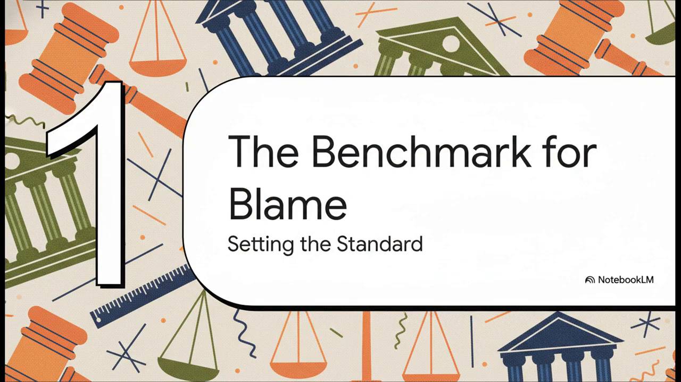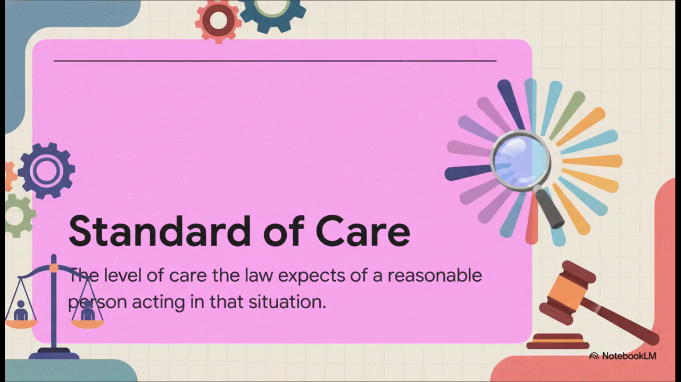You see, before any court can point a finger and assign blame, it needs a consistent way to judge what happened. Without some kind of benchmark, every decision would just be a total guess. And that benchmark is what the law calls the standard of care. So what exactly is this standard of care? Well, think of it as the level of caution the law expects from a so-called reasonable person in any given situation. The key here isn't what you thought was fine, but what an average, sensible person would have done if they were in your shoes.